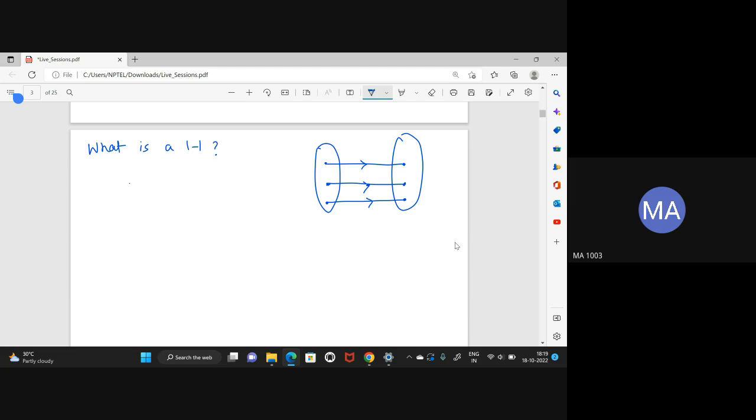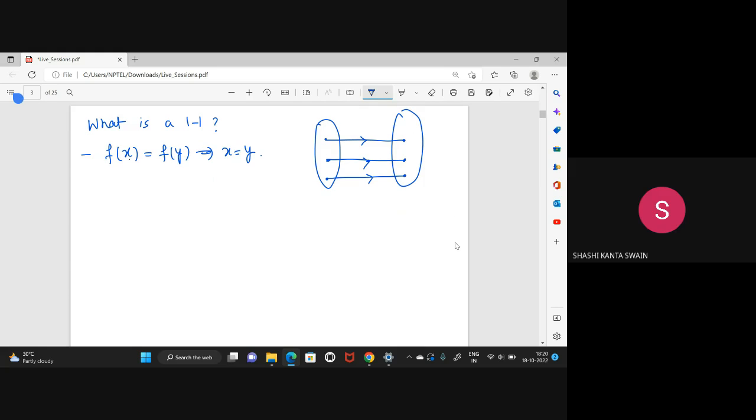So how do we represent a one-to-one map mathematically? f of v1 is equal to f of v2. So f of x is equal to f of y should imply x is equal to y. So if the images of two points are the same, then the two points have to be the same. The two inputs have to be the same, right? Yes, this is what a one-to-one map is, right?